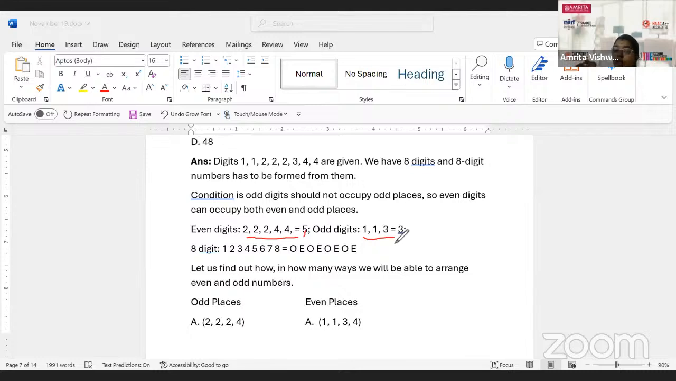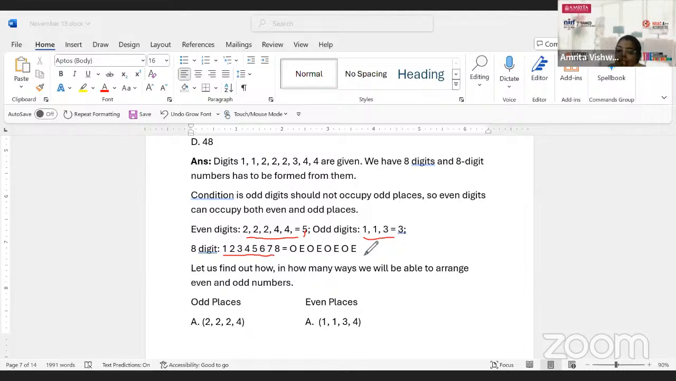And I would require one even number to be filled in the even positions. So I've just written this. 8 digits means it will be of the form 1, 2, 3, 4, 5, 6, 7, and 8. So alternatively, it's going to be odd and even. So 1, 3, 5, 7, it's going to be odd. And 8, 6, 4, 2, it's going to be even.